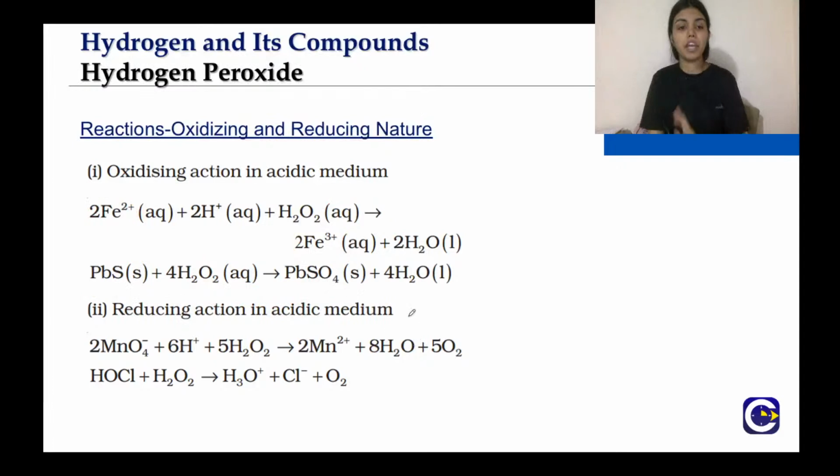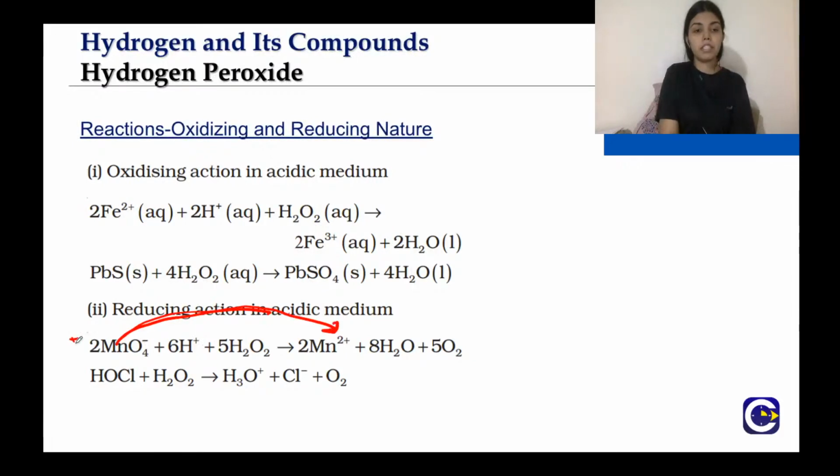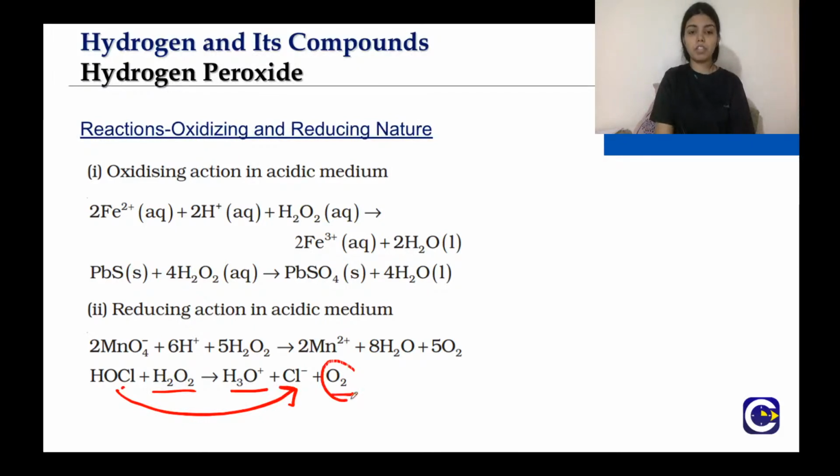Then in reduction you can see here that it reduces manganese here from +7 to +2, while it reduces itself to water. Again here you can see that it is basically acting as a reducing agent, where HOCl is converted into Cl negative and H2O2 is converted into H2O plus oxygen gas.